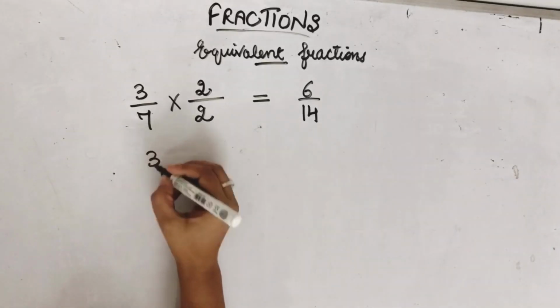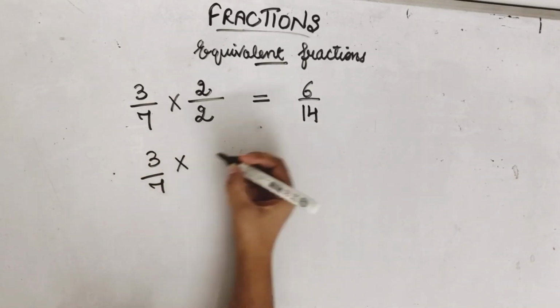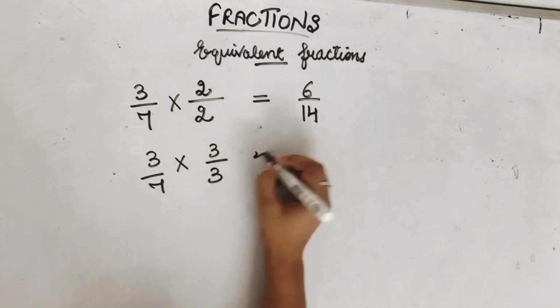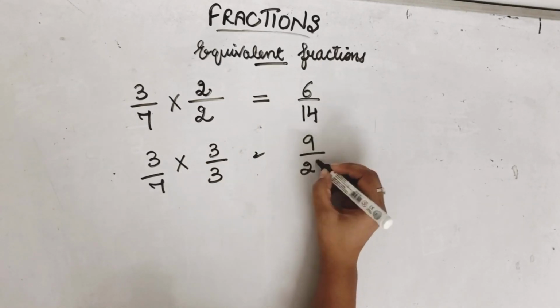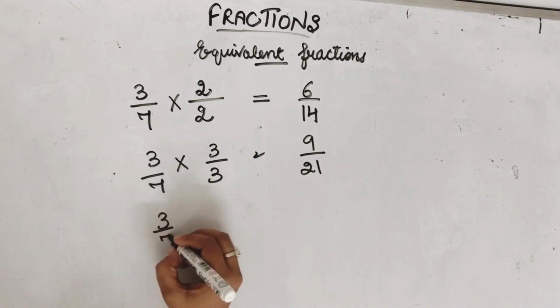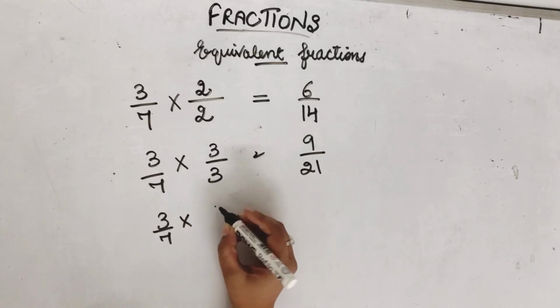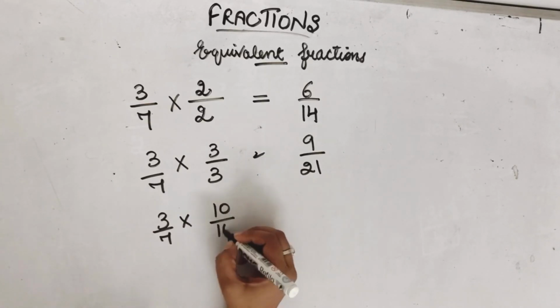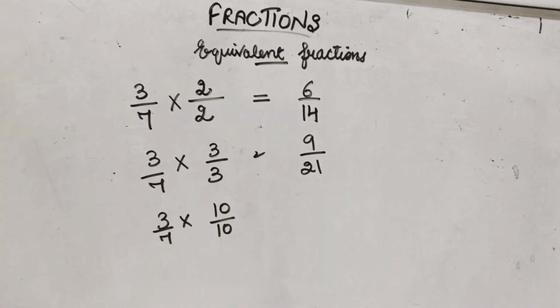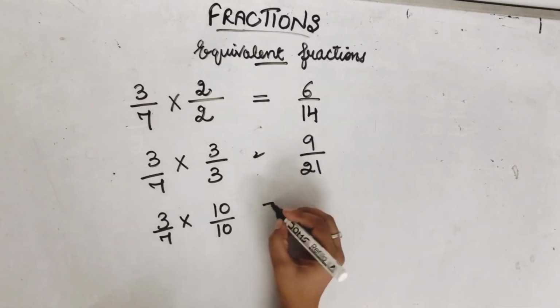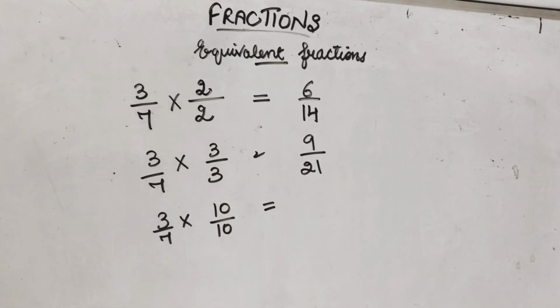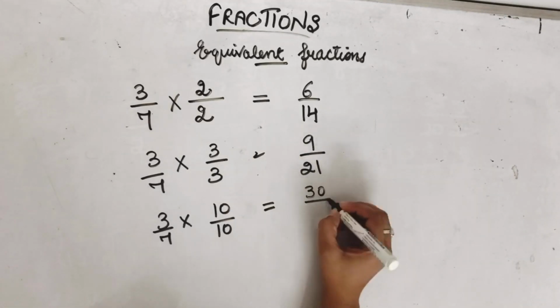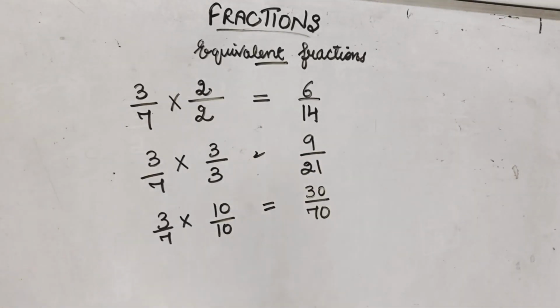Now you have to find 4. So 3 by 7 into 3 by 3 you can take 9 by 21. 3 by 7 into, you can take any number. You can even take 10, 20, 30, 40, 50, 100. Any number you can take. But you have to multiply numerator and denominator by that same number. So it will be 30 upon 70 and so on.